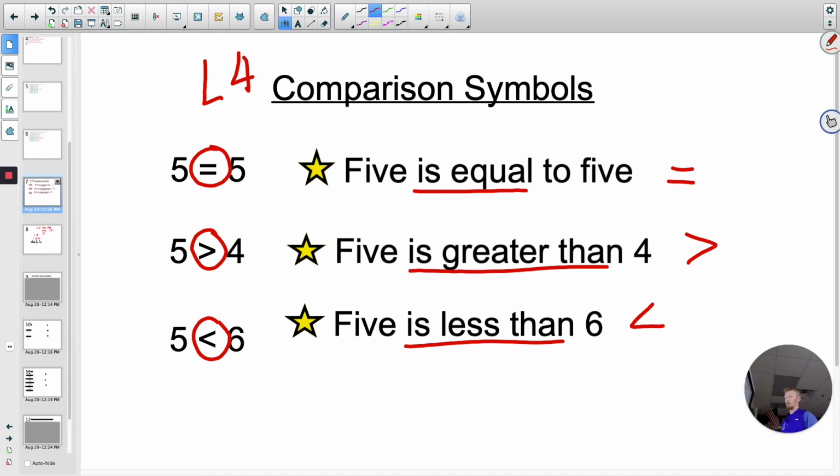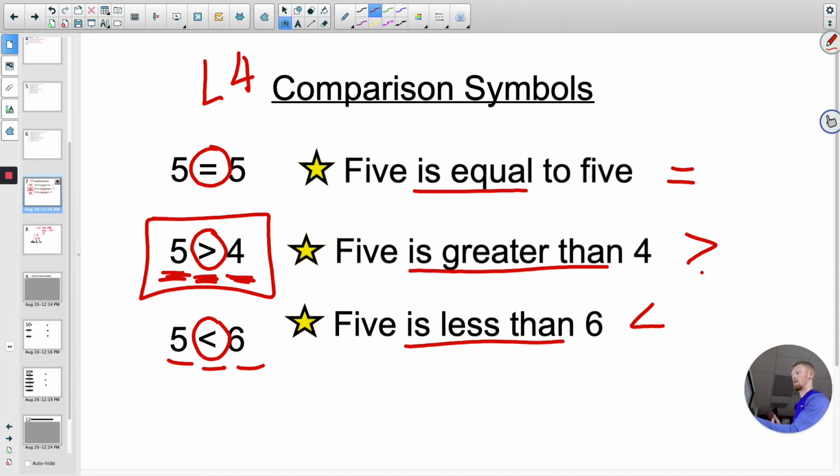So you always read it from left to right. 5 is greater than 4. 5 is less than 6. You would never say this one, 4 is less than 5, because it's not written that way. It's written that 5 is greater than 4. Okay? So you have those 3 things written down in your math notebook: equal to, greater than, less than.